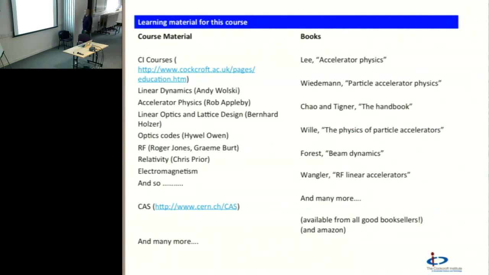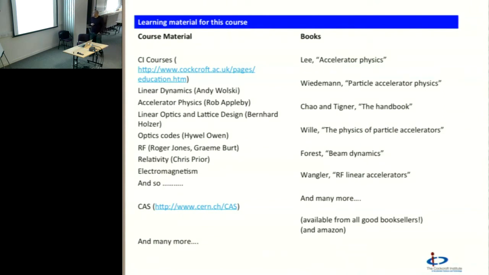The best book for longitudinal stuff is probably Wangler, which is a book dedicated to longitudinal dynamics in accelerators. That's probably the best one of the lot, and there are loads more. You can buy them all off Amazon. Also, Andy Wolski has just brought out his book on beam dynamics, which is very good and based directly on his Cockcroft lectures. So that's another good book to have.